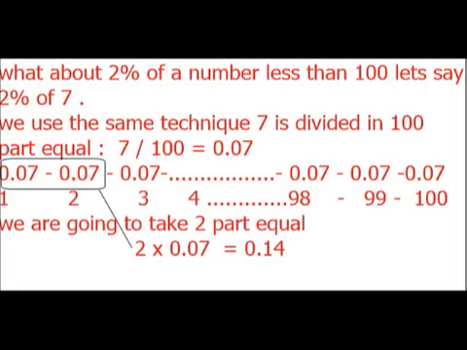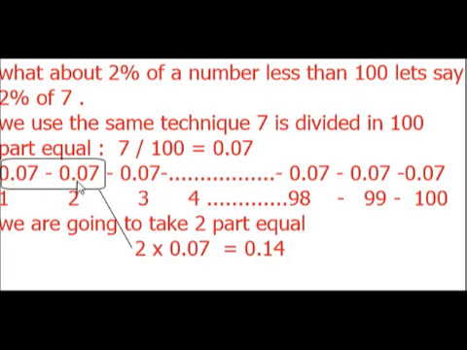What about 2% of a number, let's say less than 100? Because sometimes you may say, can I divide it into 100 parts? If it's less, it's always possible. Let's say I want to calculate 2% of a number less than 100. Let's say 2% of 7. We use the same technique. That means we divide 7 into 100 equal parts. I divide by 100. So 1 part is 0.07.